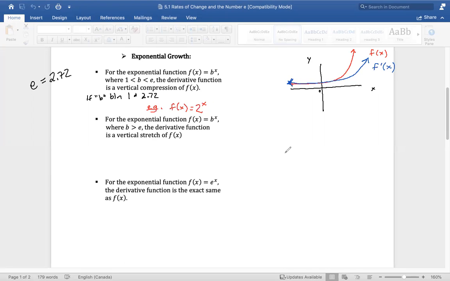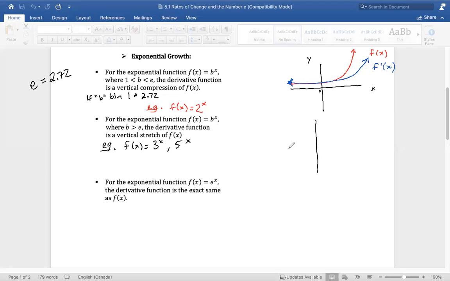Okay, if we look at the next example, for the exponential function, again, f of x equals the base to the exponent of x, but now b, our base, is going to be greater than e. So what happens then if my base is greater than e? So let's say anything greater than 2.72, right? Then the derivative is going to be a vertical stretch. So let's say, just as an example, anything bigger than 2.72. So probably whole numbers you'd pick. Let's say 3 to the power of x, it could be 5 to the power of x, it could be anything, right? The derivative will be a vertical stretch.